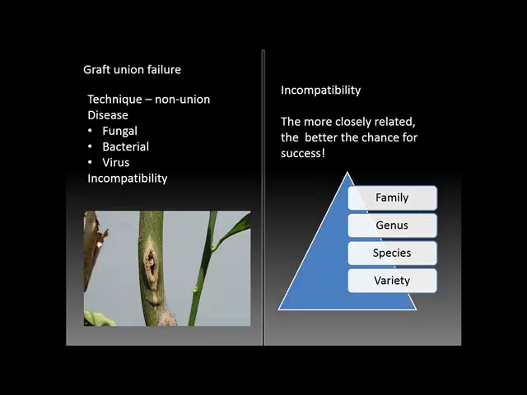And this little pyramid illustrates the relative compatibility of different plants. Plants of the same variety and species are the most likely to have compatible tissue and successfully graft together. But sometimes grafting operations will be successful between different species in the same genus, or even different species within the same plant family. But it is important to note that the success will be greater the more closely the plants are related to each other.